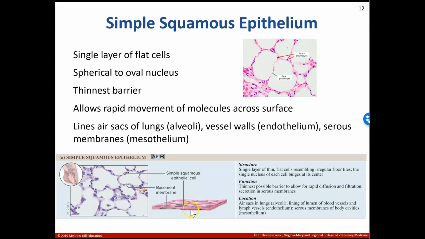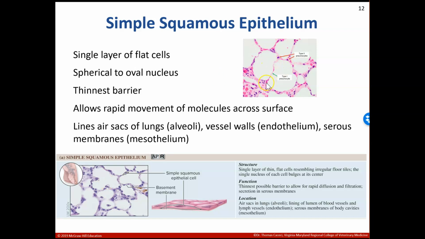This means that we have a single layer of flat cells. We see that the nucleus is going to be spherical to oval, or really kind of flattened out. And this is the thinnest barrier that we can have. So this will be used in areas where we need to have rapid movement of molecules across the surface. Most notably, what we pointed out in our functions is the alveoli, those air sacs within our lungs, in which we need to move oxygen and carbon dioxide in and out of these air sacs.